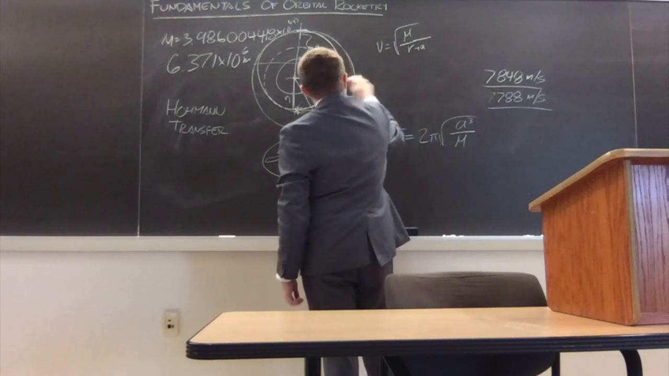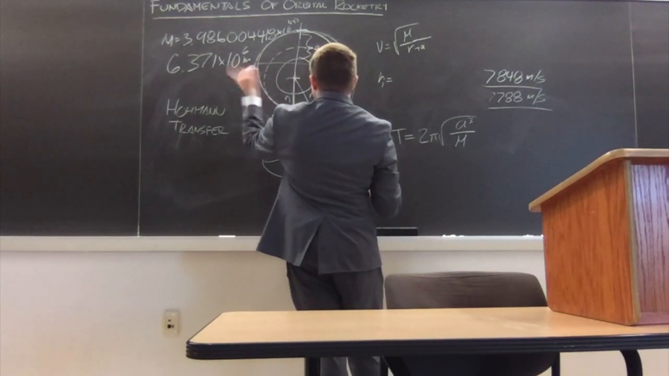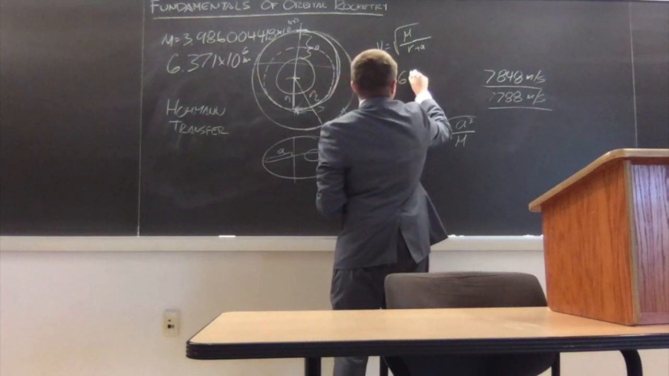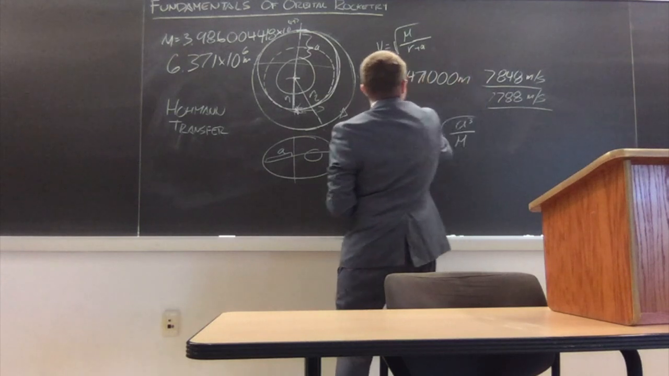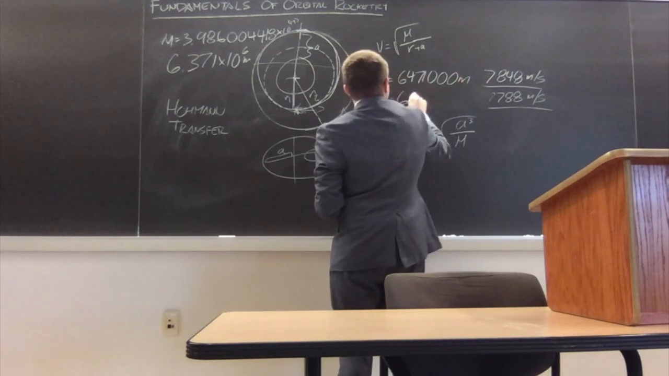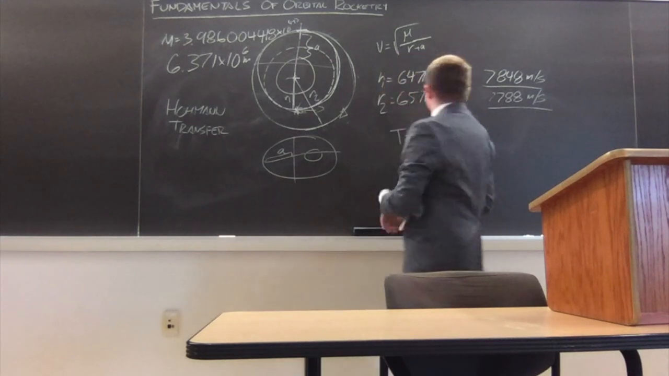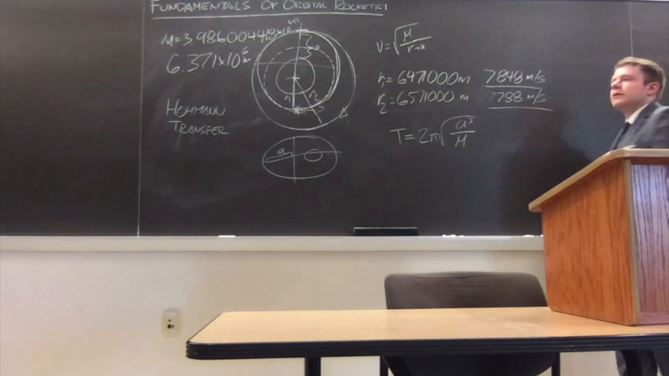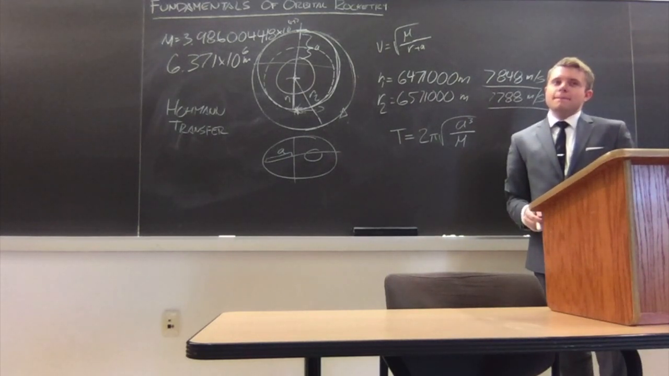So the first, R1, which is the radius of the target, is 6471 meters. And then R2 is 6571 meters. So simply, we add them up and divide them by 2. What is the average of these two values then? The first one plus 6521.